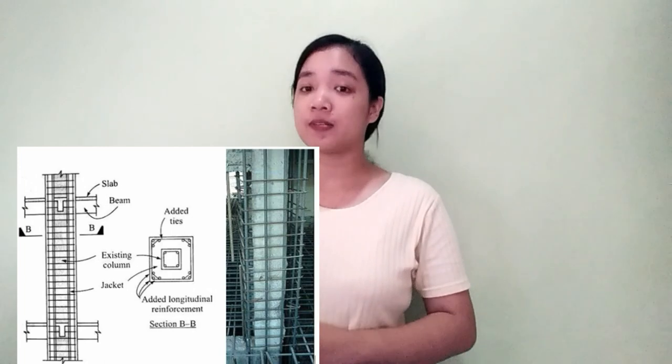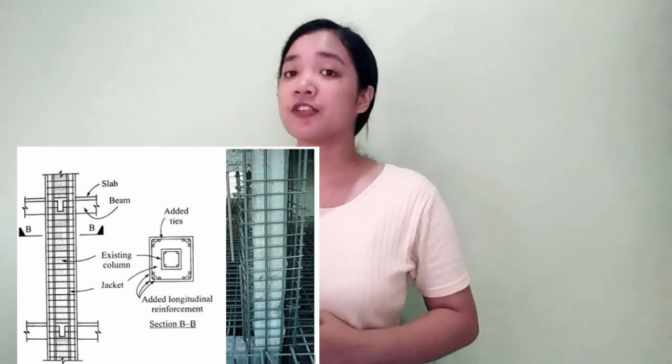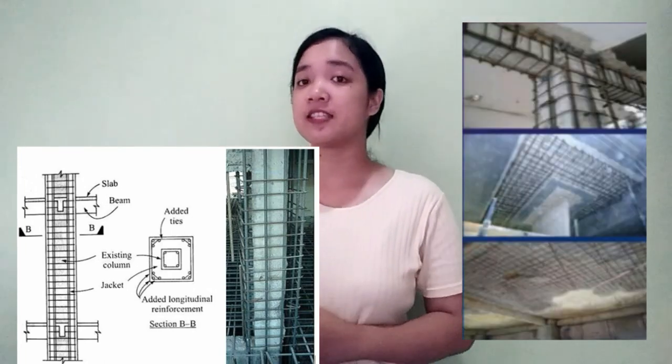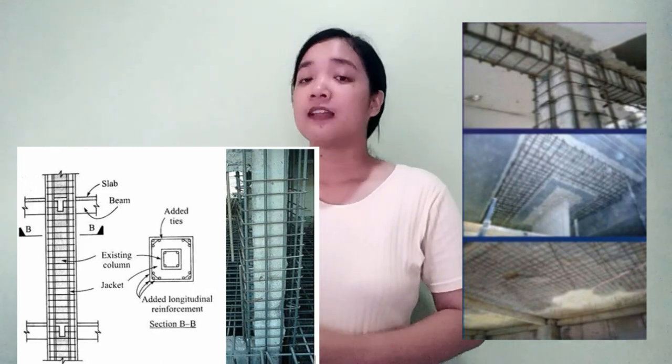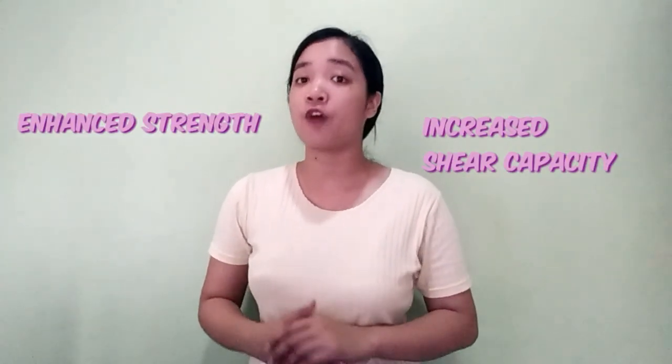Section enlargement, or RCC jacketing. In this method, the entire cross section of the member will increase. Additional structural reinforcement steel with shear stirrups will be installed. This process involves surface preparation, additional reinforcement, and concrete curing. With the use of this method, there will be enhanced strength and increased shear capacity of the column.